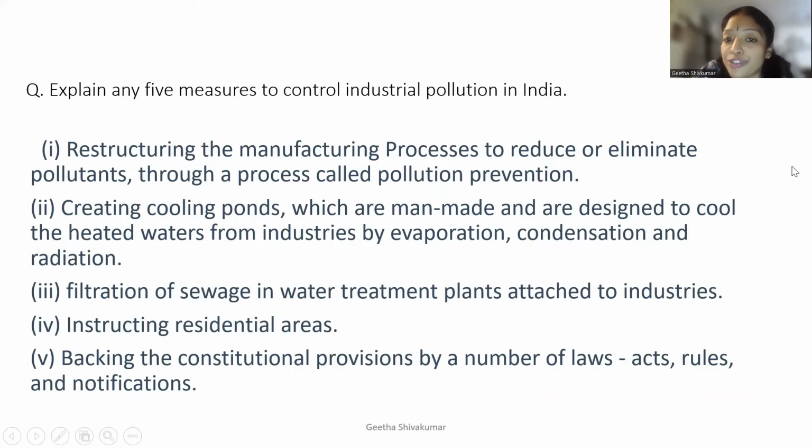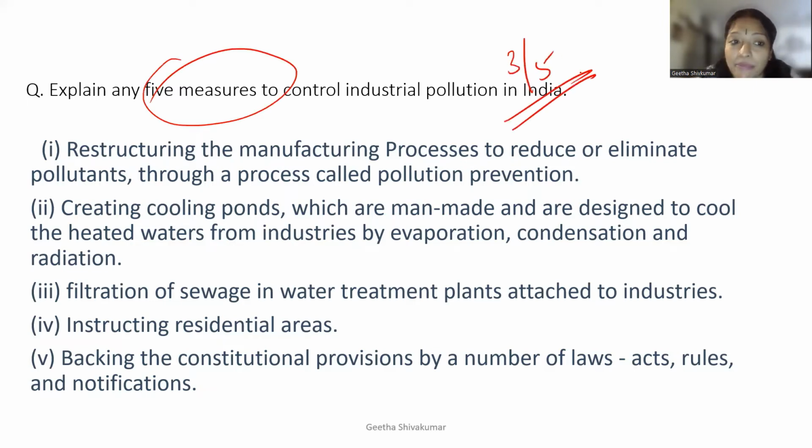Explain any 5 measures to control it. Again, this is a 3 marks and 5 marks question, very important. Reconstructing the manufacturing process to reduce or eliminate pollutants through a process called pollution prevention. So either we need to restructure the manufacturing process, or we need to reduce or eliminate the pollutants. This is a very important thing.